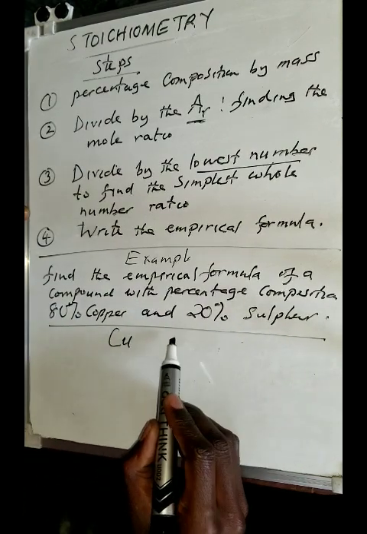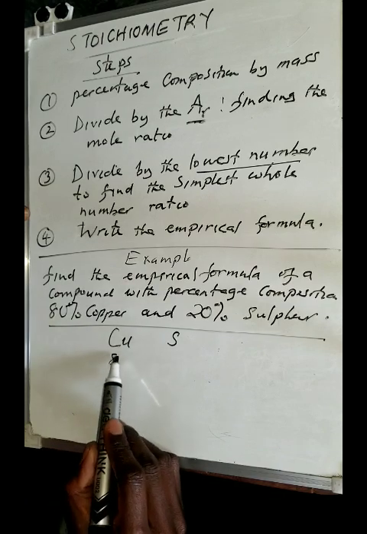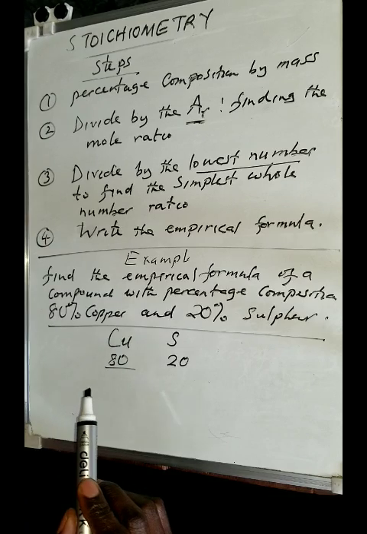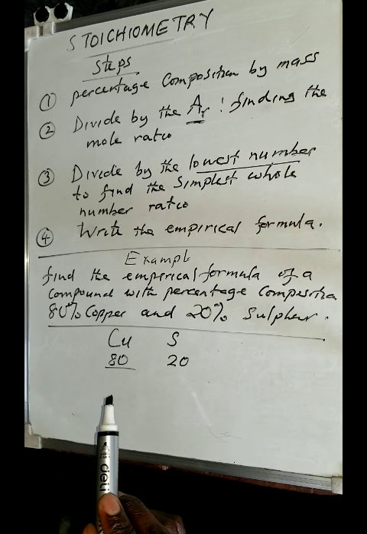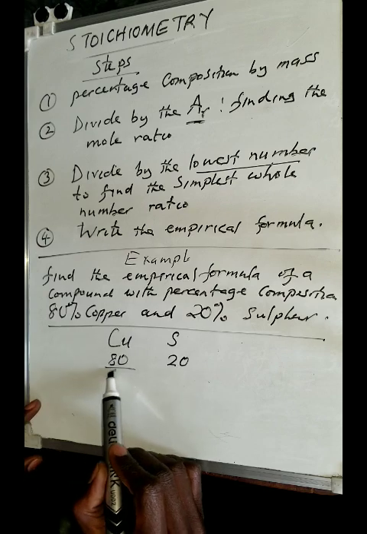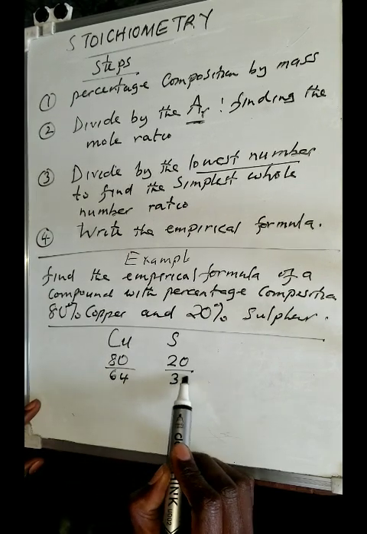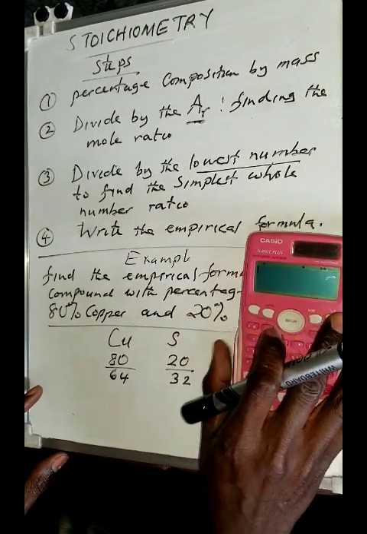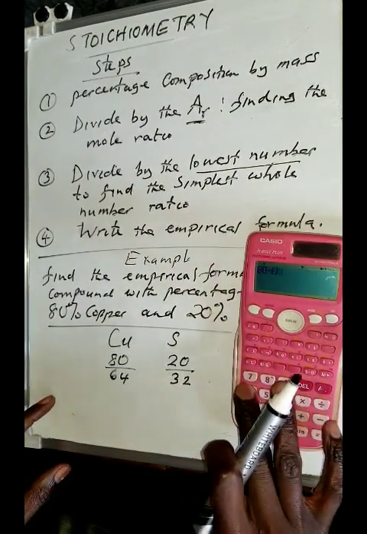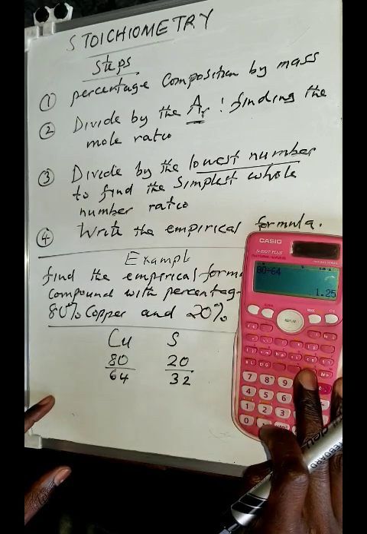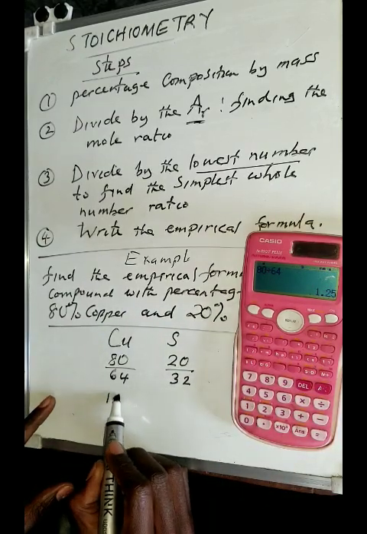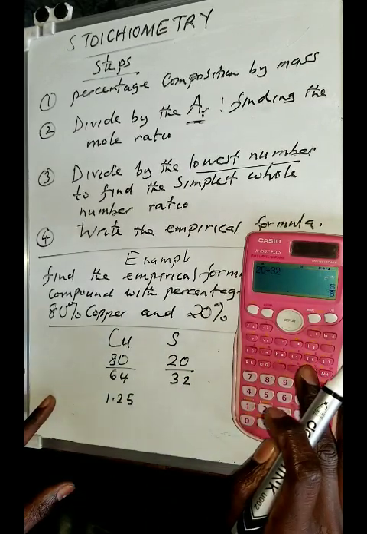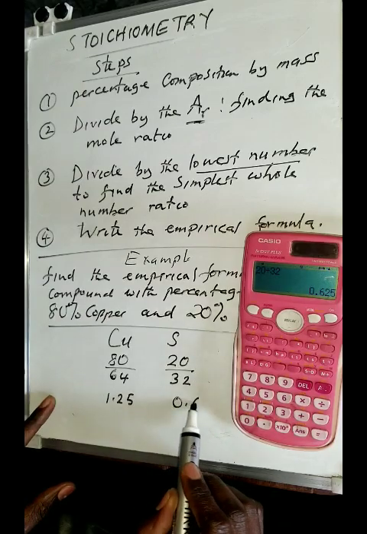So they have given you copper, Cu, and sulfur. The percentage of copper is 80 and that of sulfur is 20. So the first step, this percentage composition is supposed to be divided by the atomic mass of copper, which is 64, and sulfur, which is 32. So what will that give us? 80 divided by 64 gives me 1.25. And what is 20 divided by 32? That is going to give me 0.625.